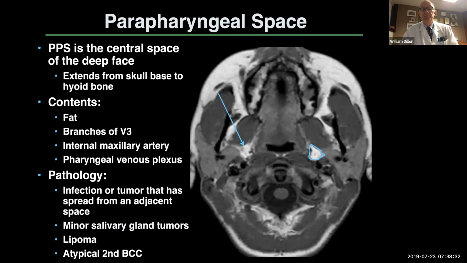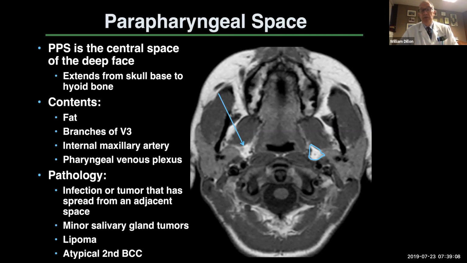So you have to be a little careful, and if there are concerns, this is where an MR scan is very useful. Okay, so here's the parapharyngeal space on an MRI scan, and you'd see it dark as fat on a CT scan. And this is the central space of the deep face. This is the area that we will use as a landmark. It will be pushed by masses in other spaces. It contains fat. The branches of the third division of the trigeminal nerve are coursing through this area, the internal maxillary artery and pharyngeal plexus. And we can see some pathology here.